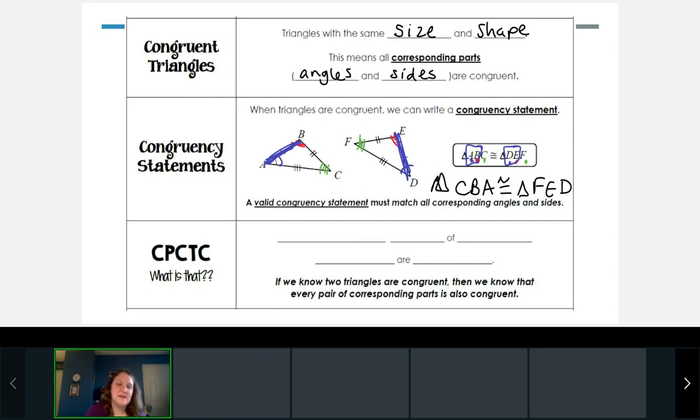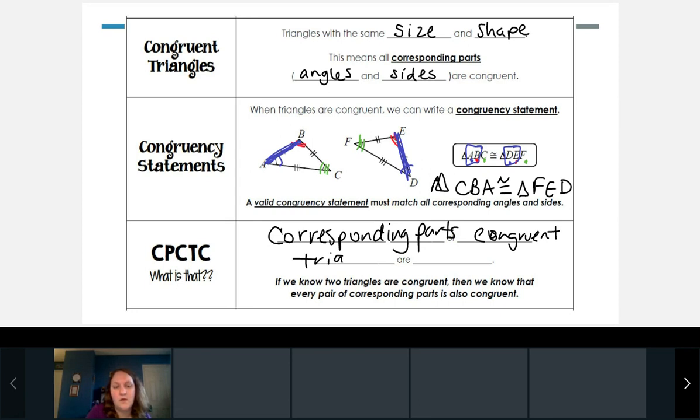So there's a statement called CPCTC, and what it stands for is corresponding parts of congruent triangles are congruent.